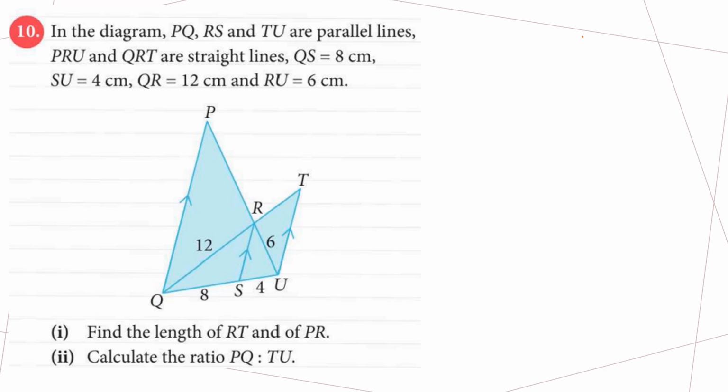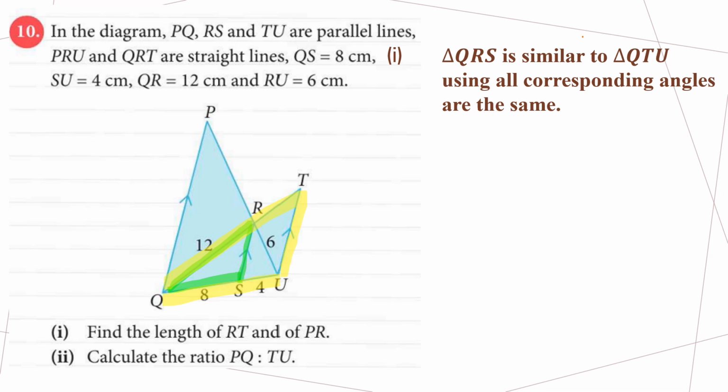RT is part of the triangle QTU, right? So that gives an idea that maybe we have to look at triangle QTU first. Anyway, there are three parallel lines, but let's concentrate on R, S, and TU first. If you look at QRS, you see the triangle there, it's similar to QTU, yes, okay? Right, it's similar using corresponding angles.